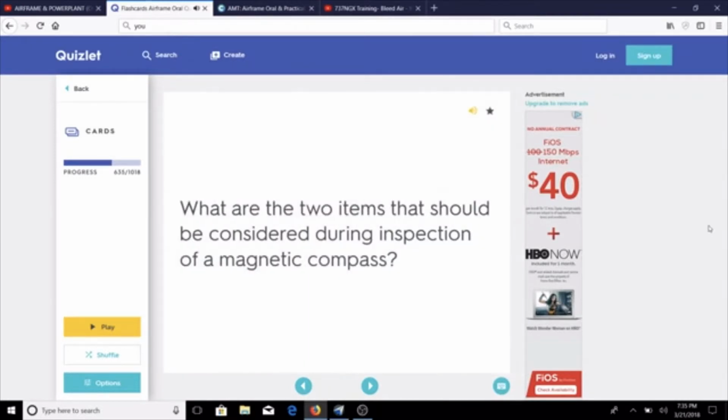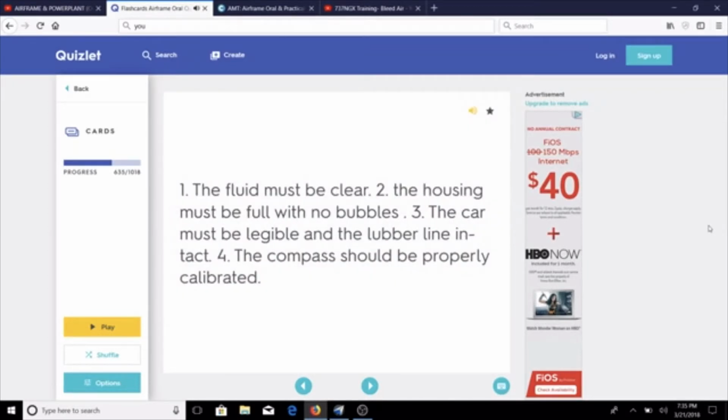What are the items that should be considered during inspection of a magnetic compass? 1. The fluid must be clear. 2. The housing must be full with no bubbles. 3. The card must be legible and the lubber line intact. 4. The compass should be properly calibrated.